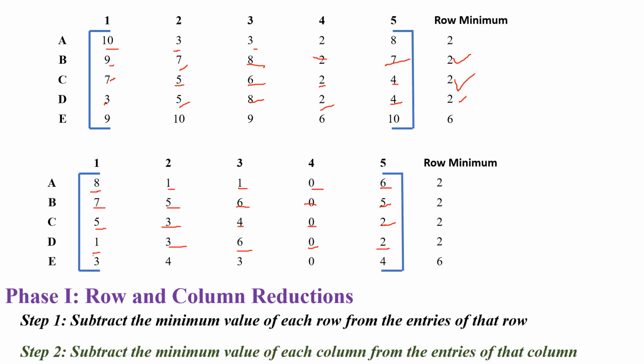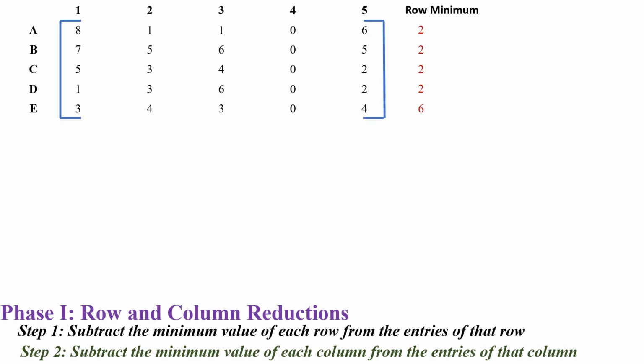Similarly, subtract the minimum value 6 from the fifth row, that is 9 minus 6, it is 3. 10 minus 6, it is 4. 9 minus 6, it is 3. 6 minus 6, 0. 10 minus 6, it is 4. Next we will go for the column reduction for the modified cost matrix.